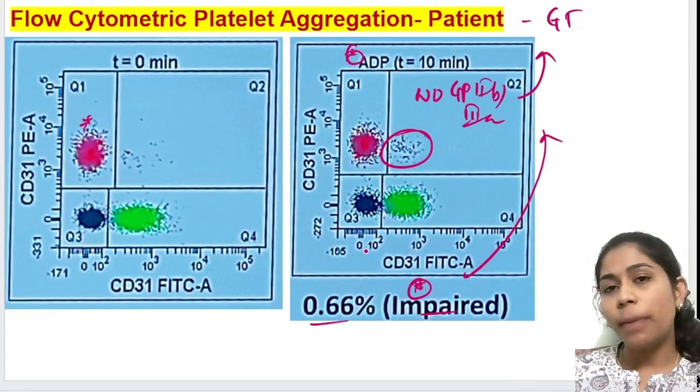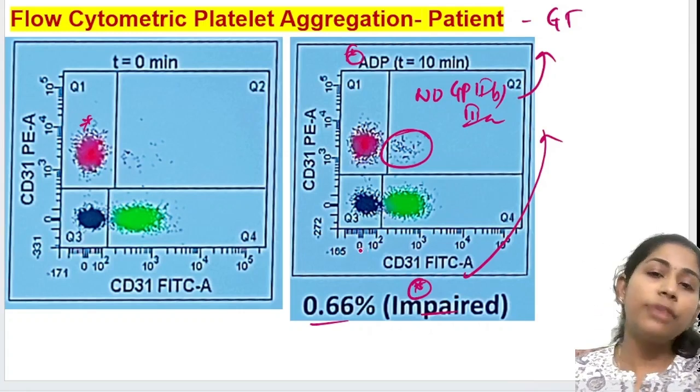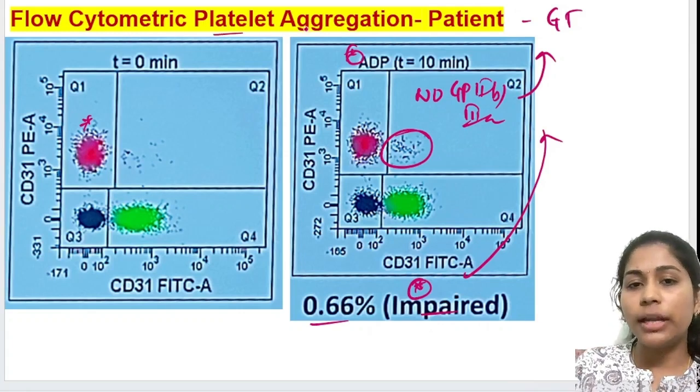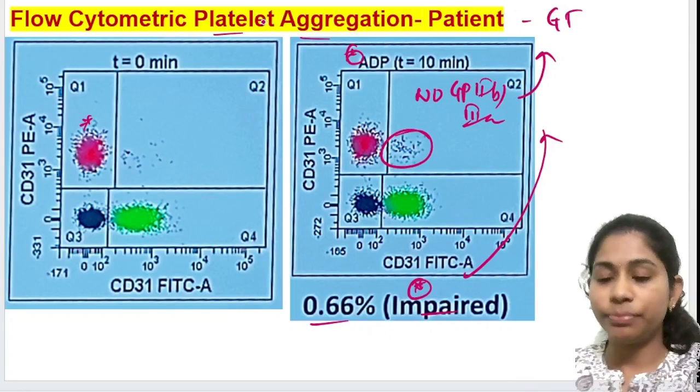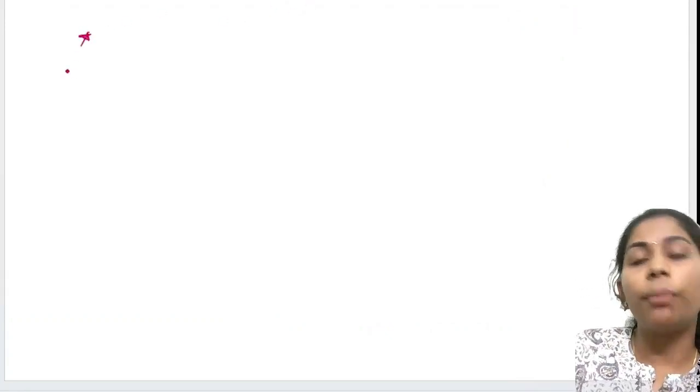This is a different mechanism. We can directly use the markers and identify, but in a different way they have made this test, that is the flow cytometry platelet aggregation test, a functional test by using flow cytometry. Clear? Yes. So we came to the end of the topic.